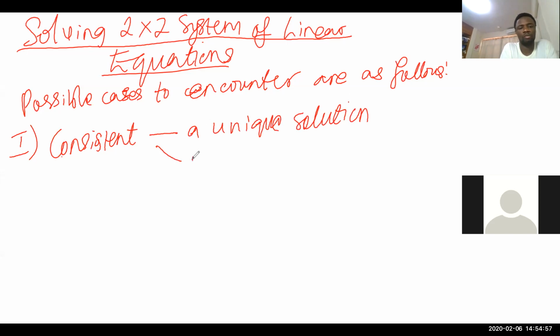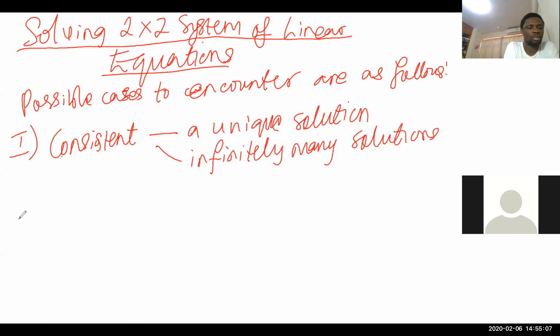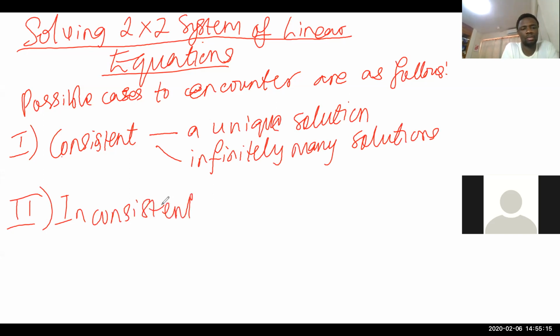You can have infinitely many solutions. So another case you might encounter is when it is an inconsistent system. Inconsistent. Please tell me if there's a typo.